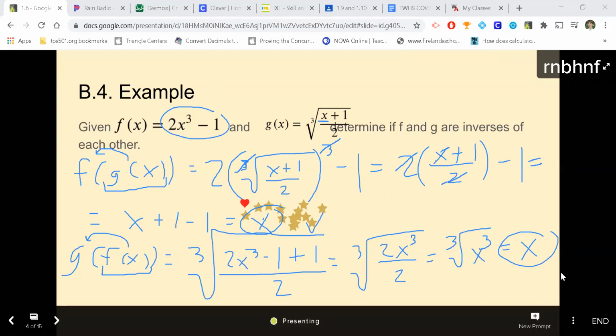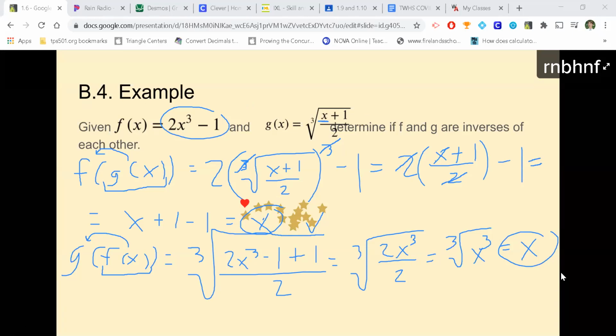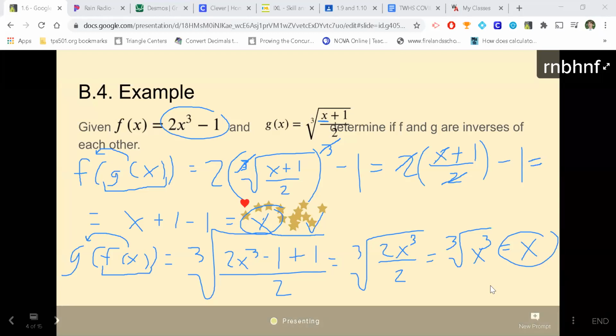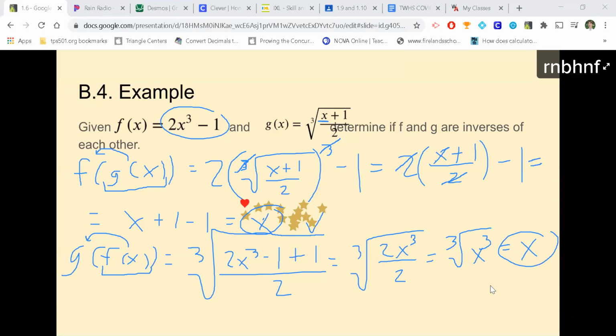Okay, so Mariah, you ask a really good question. What if it's an inverse one way but not the other? Like, what if one of them gives x and the other one doesn't? I'm trying to think back to my grad school math classes over this. I think that it is impossible for that to happen.